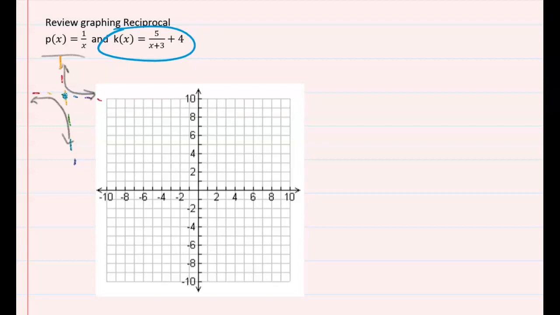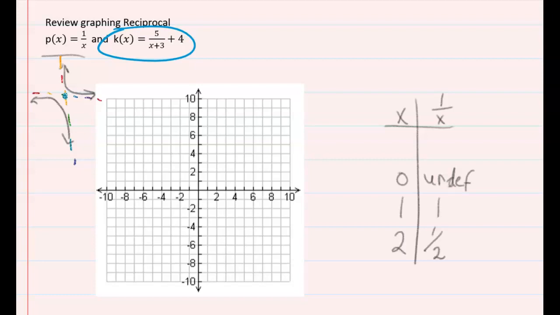So let's take a look at points for my parent function. So we have x, we plug in x, and we're going to plug in 1 over x. When we do that, 0 is undefined. So I'm just going to write undefined. But if we plug in 1, we get 1. If we plug in 2, we get 1/2. If we plug in 3, we get 1/3. And if we plug in -1, we get -1. And if we plug in -2, we get -1/2. Okay, so now we're ready for our transformations.